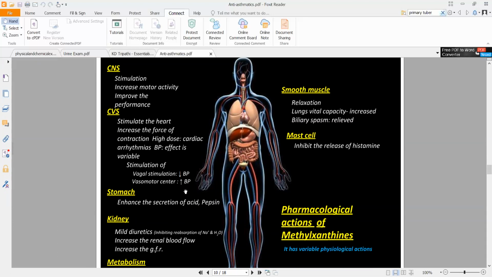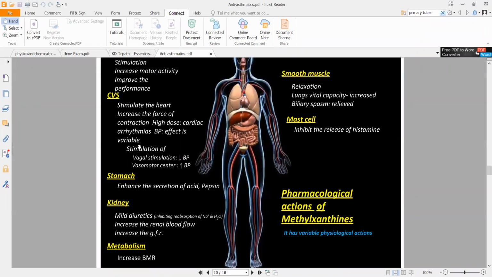Whenever I give methylxanthine to a patient, it will cause both increase and decrease in BP through different mechanisms. The problem is mostly it will lead to increase in BP, because here your heart is also involved, where there is increased force of contraction. So ultimately you will end up with higher BP rather than lower BP. Okay, higher than before you gave the drug.